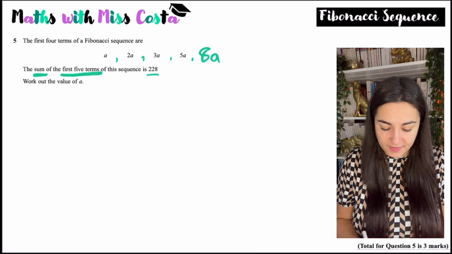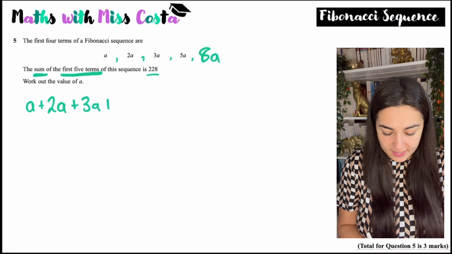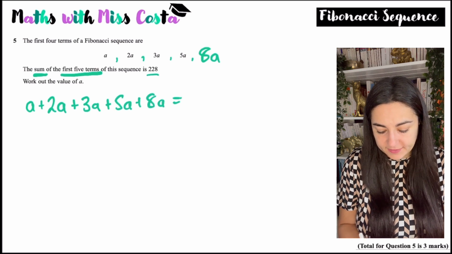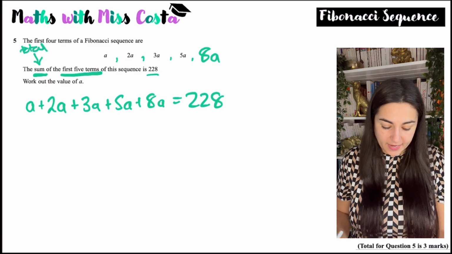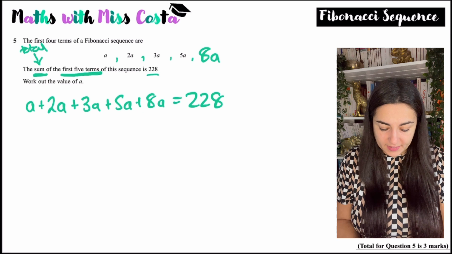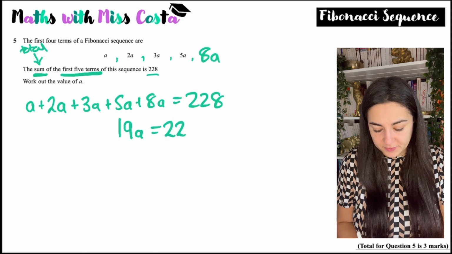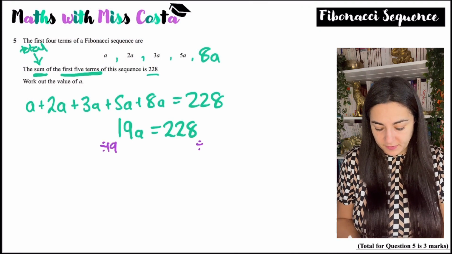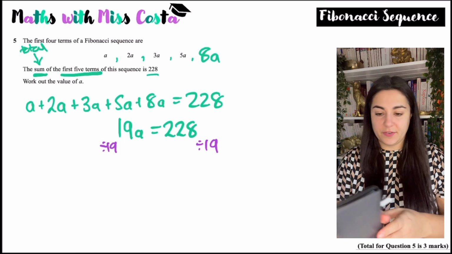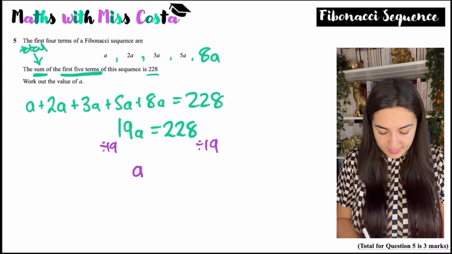So we know that the sum of these is 228. So let's write an equation. A plus 2A plus 3A plus 5A plus 8A is 228. Remember, sum just means total, so adding. Okay, so let's simplify this. So 8 plus 5 is 13, 16, 17, 18, 19. So that's 19A is 228. To solve that, we're going to divide both sides by 19 to figure out what A is. And 228 divided by 19 is 12. So A is 12.